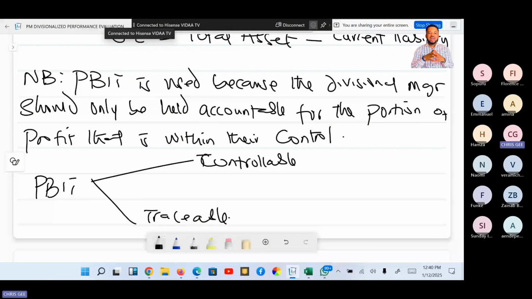Why is it not within the control of the manager? Tell me why. The interest rate is set by the person giving you the money. Yes. So I'm talking from the perspective of the organization now. Do you think the manager has control over interest?